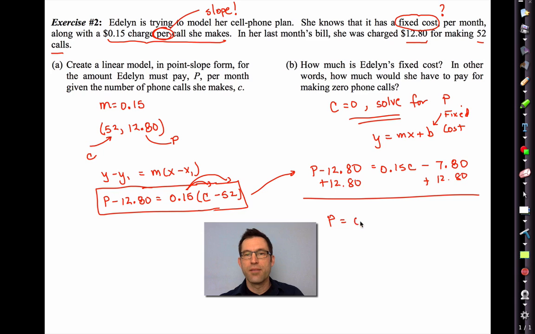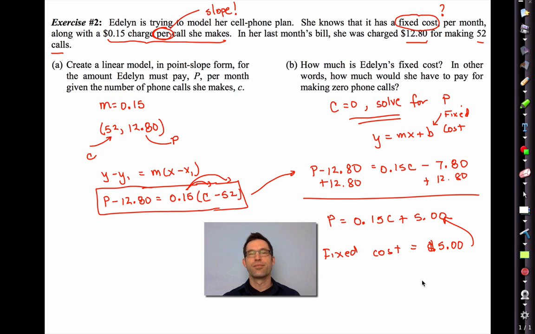And I'll find that P is 0.15C plus $5. So that's my fixed cost. Fixed cost equals $5. There it is. All right. Pause the video now and write down anything you need to. Okay, let's clear it out.